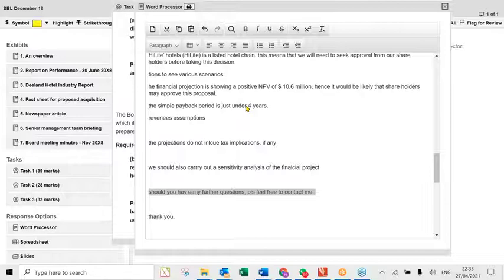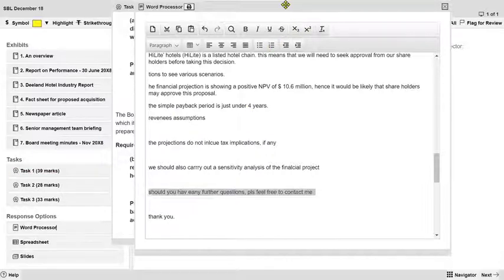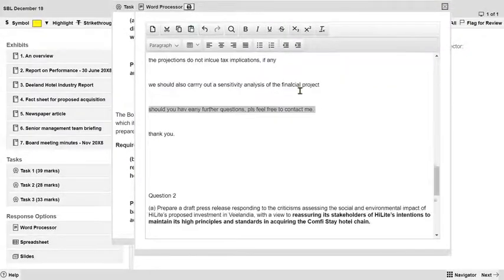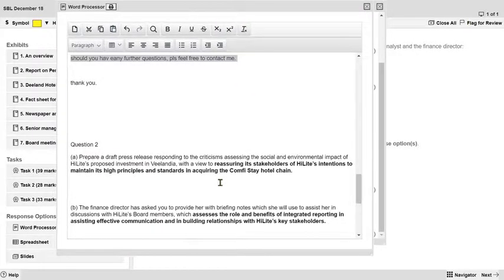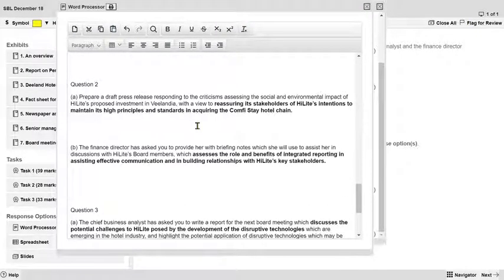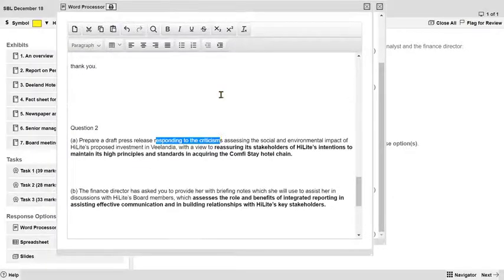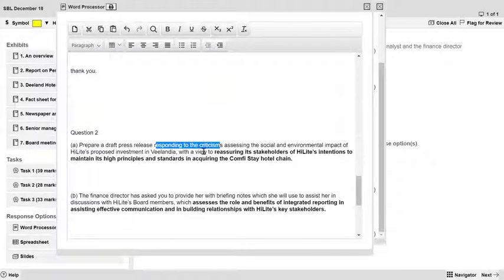Question number 2A is also related to SFA. 2A, let me read 2A. Really? What is 2A? Prepare a draft press release responding to the criticism. So, press release responding to the criticism. Are you sure about 2A? This is responding to the criticism. Or are you talking about 1A? I'm not sure.